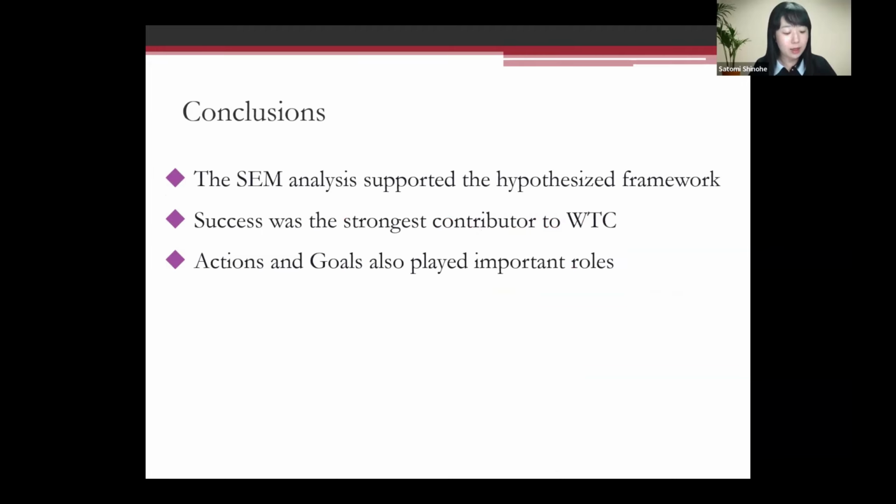In conclusion, the SEM analysis supported the hypothesized framework. Successful communication experiences emerged as the strongest contributor to WTC. And actions for goal achievement and learning goals also played important roles.